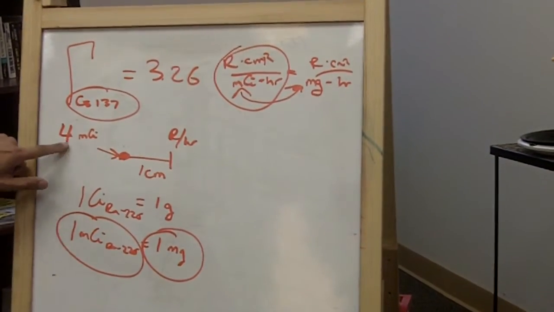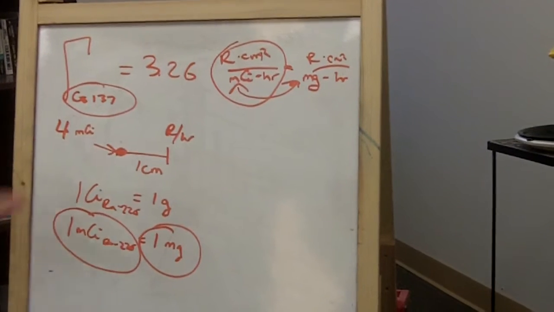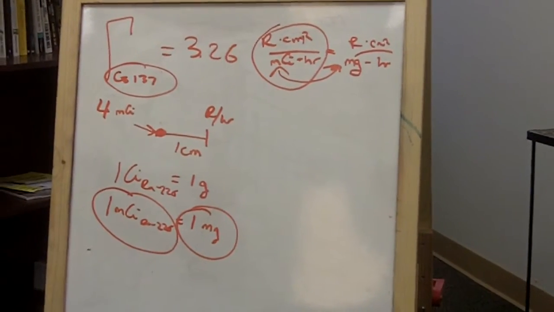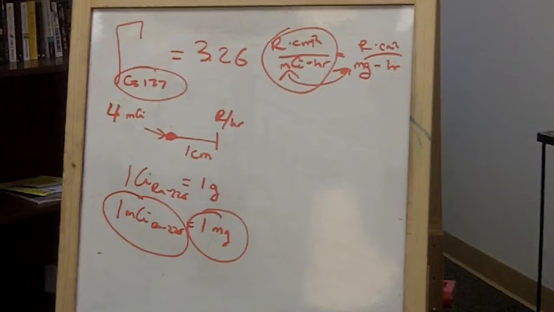Right? So now we have 4 of them, what would it be? 4 times that. Exactly, at 1 cm away. Right. Guys, good, you're getting it. It's like 13.